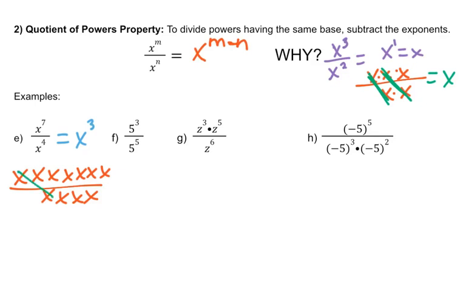Let's go ahead and cross them off. 1, 2, 3, 4. You're left with x times x times x, which equals x to the 3rd. Okay? It works. All right, so let's talk about this next one.